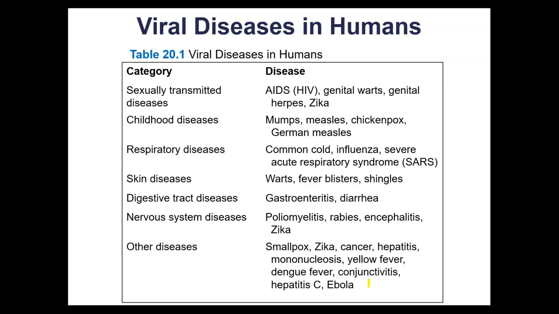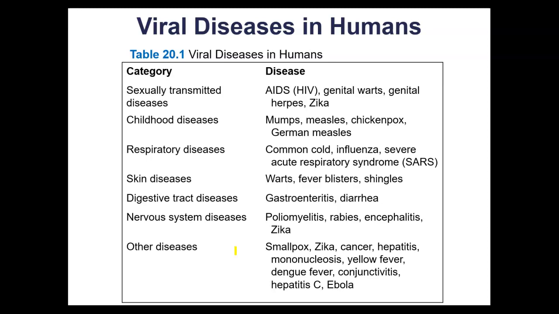Okay, and then digestive tract diseases, gastroenteritis, diarrhea. Now, some of those can also be bacterial, just to let you know. Gastroenteritis and diarrhea can also be caused by bacteria. But nervous system diseases like polio, rabies, encephalitis, Zika. Then we have smallpox, sometimes cancer, hepatitis, mono, yellow fever, dengue fever, conjunctivitis, which is pink eye, hepatitis C, and Ebola. These are all viral diseases.